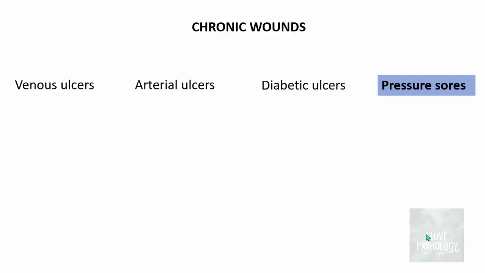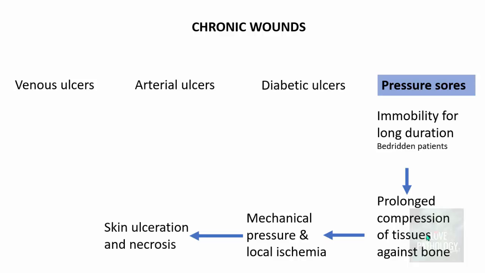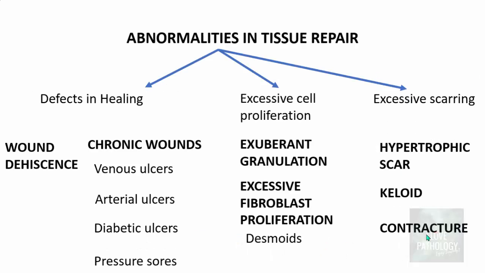So lastly, we talk about pressure sores. What are these pressure sores? Whenever patients are immobilized for a longer duration, particularly bedridden patients in hospital settings, what happens? There will be prolonged compression of tissues against a bone. That would lead to mechanical pressure and local ischemia. And once there is ischemia, that leads to hypoxia, skin ulceration and necrosis. So this is how pressure sores develop. So now defects in healing include wound dehiscence and chronic wounds, which include venous, arterial, diabetic ulcers and pressure sores.